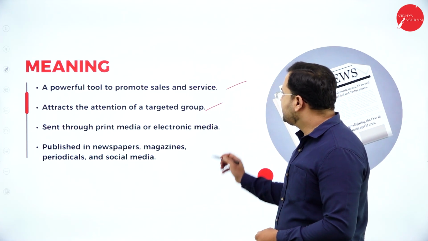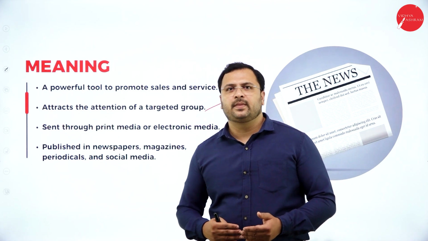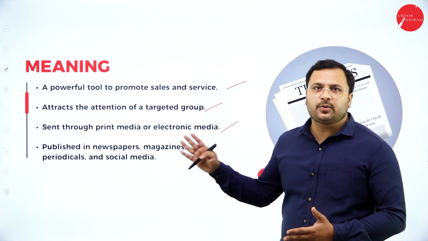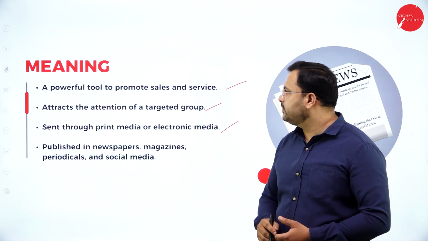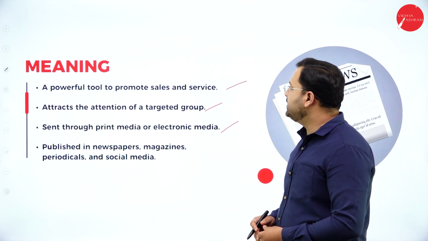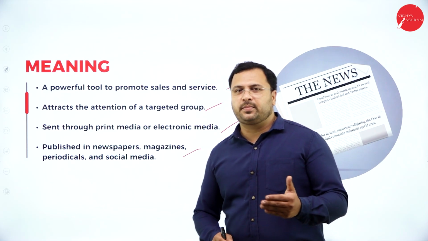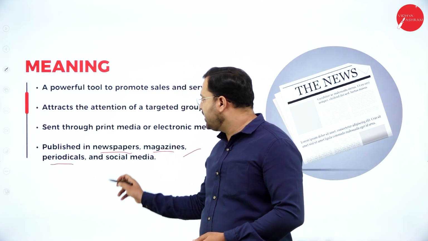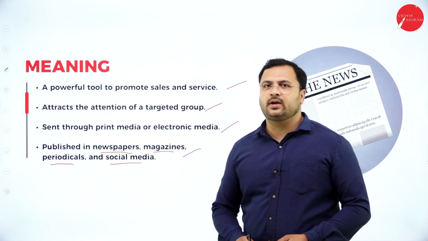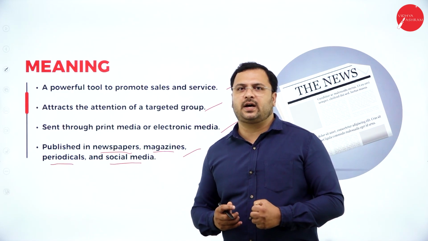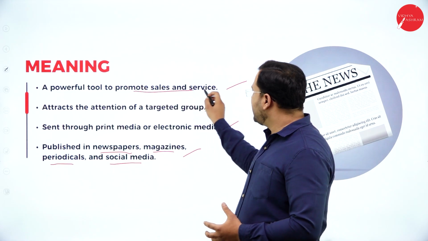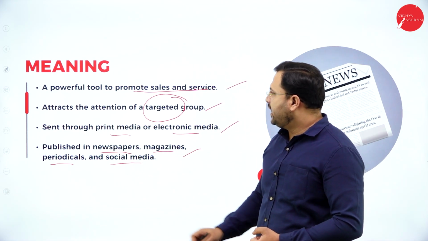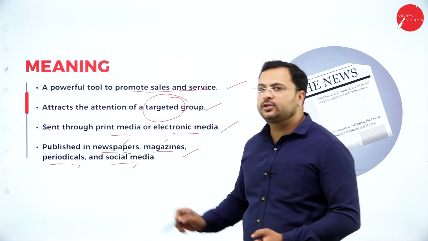Advertisements are sent through print media or electronic media. Previously, advertisements were done through printing only. Now we have electronic gadgets and this is done using those media, print media and electronic media. They are published in newspapers, magazines, periodicals and social media as well. So where are they published? In print media, they are published in newspapers, magazines and periodicals, and they are also published in social media, that is electronic media. So this is the meaning of advertisements. Advertisement is a powerful tool to promote sales and services. It attracts attention of a targeted group. It is sent through print media and electronic media, and published in newspapers, magazines, periodicals and social media.